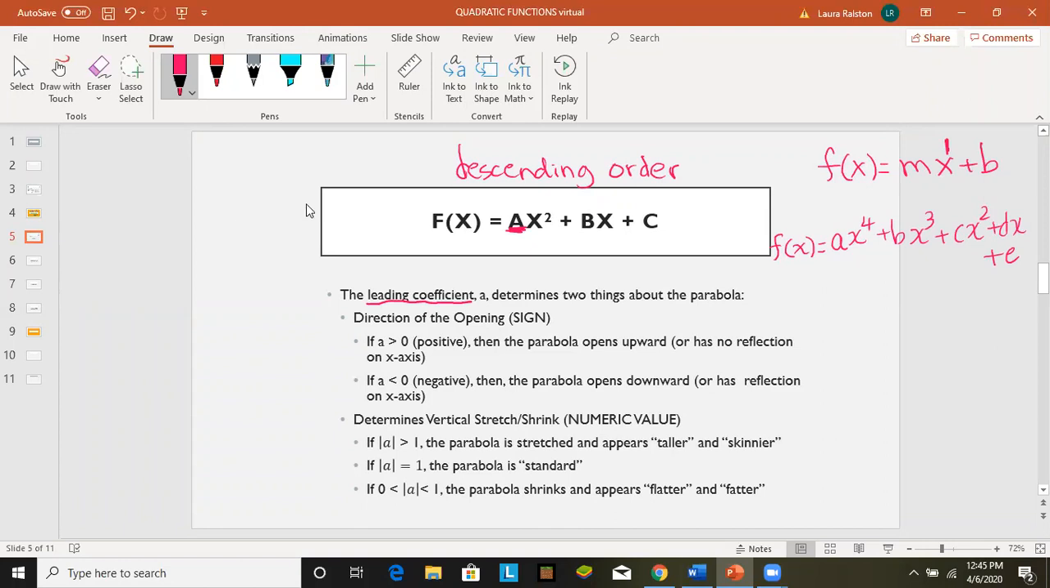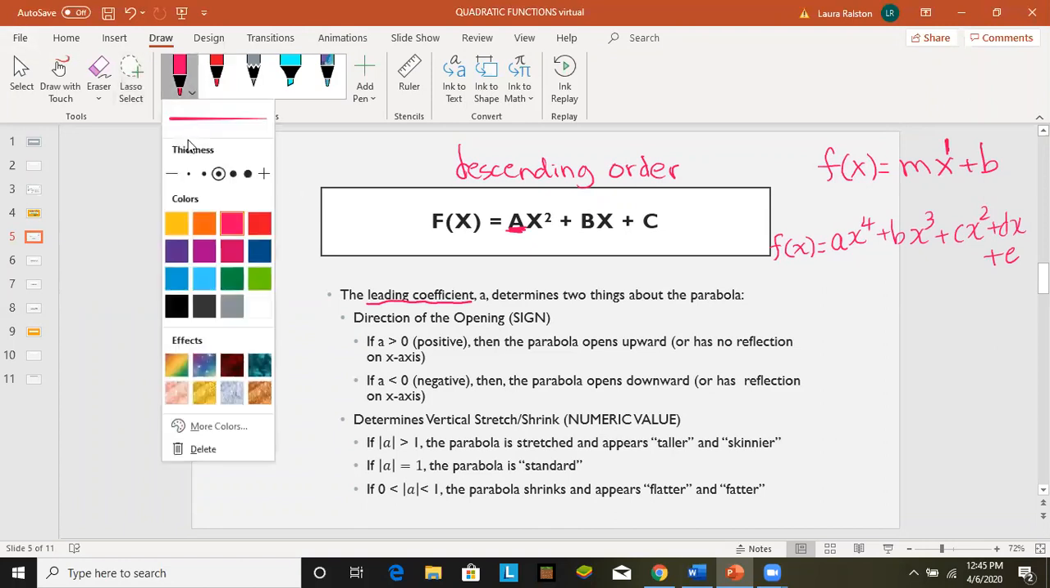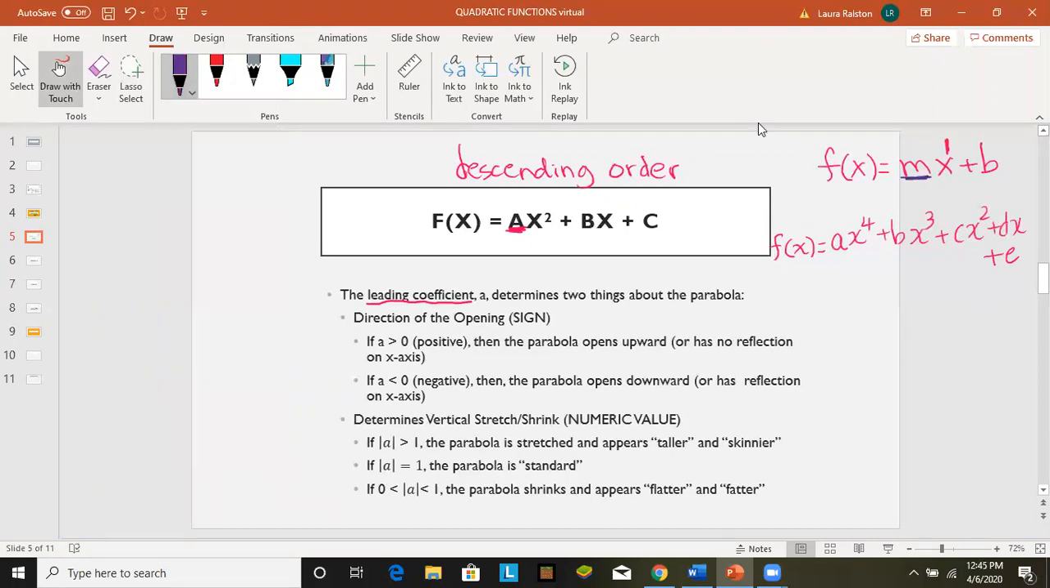So in each case, the coefficient in front of that high exponent, whether it's a or m, is called the leading coefficient. And again, for our quadratic that we're focusing on, as I mentioned to you just a minute ago, that determines the direction of the opening.